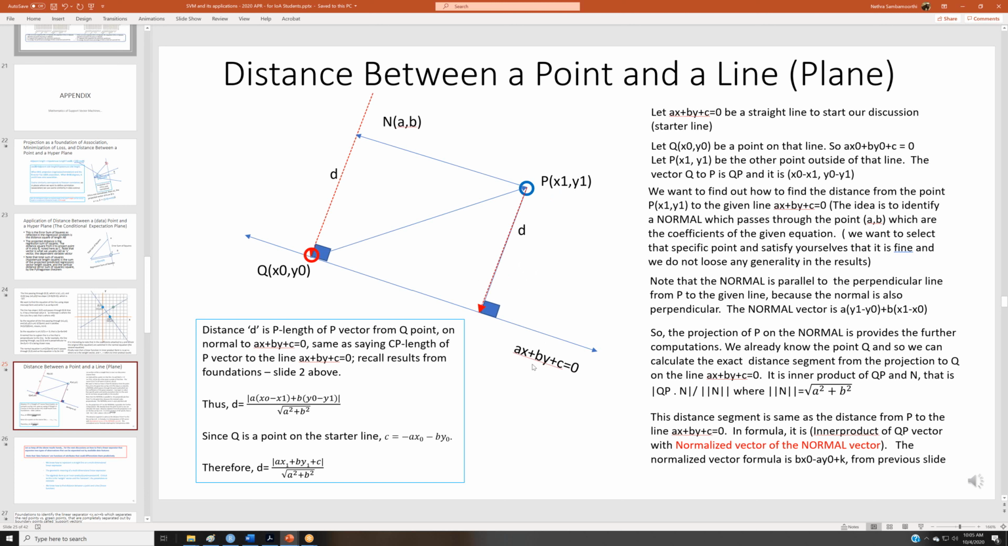There is no other information I have. I have the point, I have the equation. The distance has to be written somehow. We're only using this information, a, b, c, and this point x1 and y1. And that is this formula. Everybody?